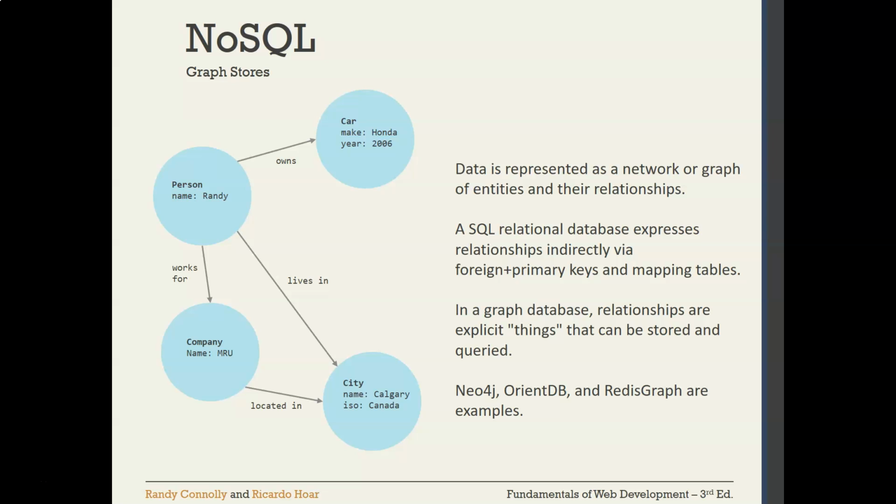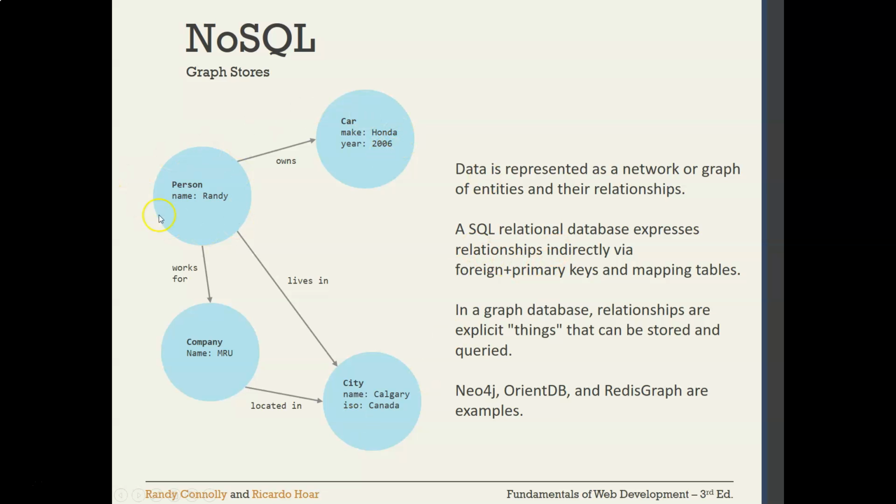How do you implement a many-to-many relationship? Well, you have an intermediate table that contains just the two foreign key columns in the two tables. It's kind of artificial in some ways. But in a graph database, relationships are actual things that can be stored and queried.